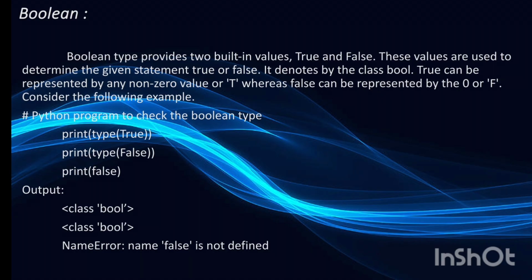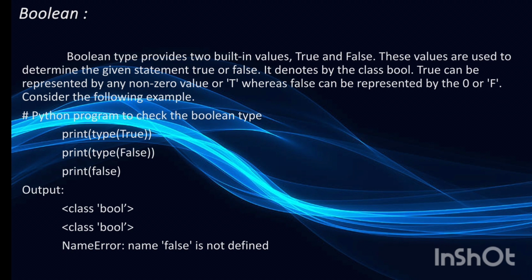Okay, now let's get into the boolean type. Boolean type provides 2 built-in values, true and false. These values are used to determine whether the given statement is true or false. It is denoted by the class bool. True can be represented by any non-zero value or capital T, whereas false can be represented by 0 or capital F. Consider the following example.